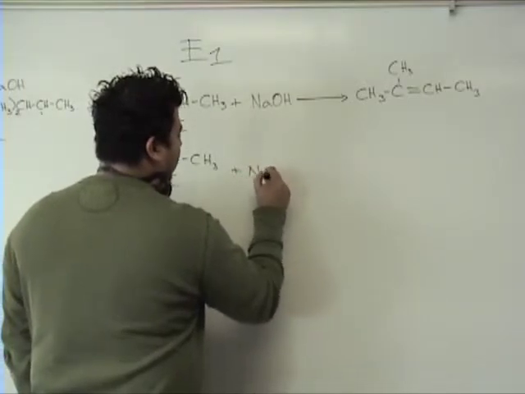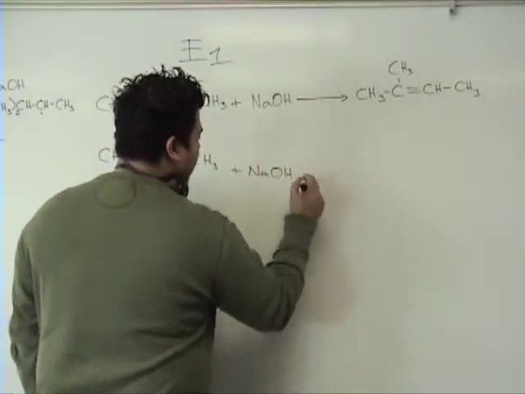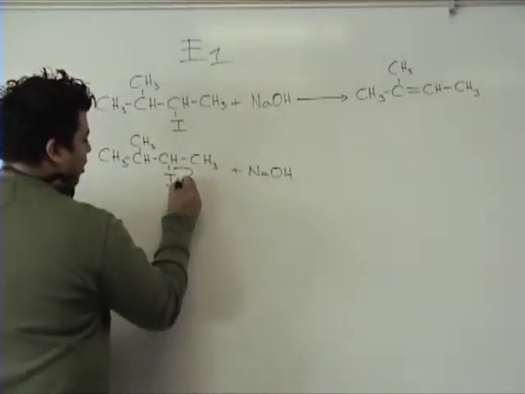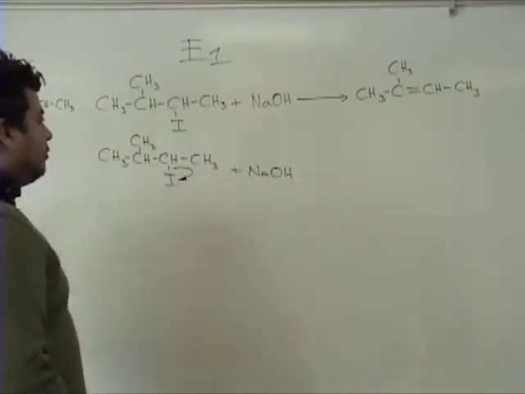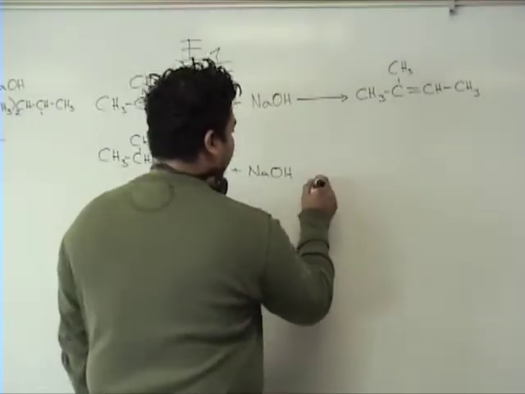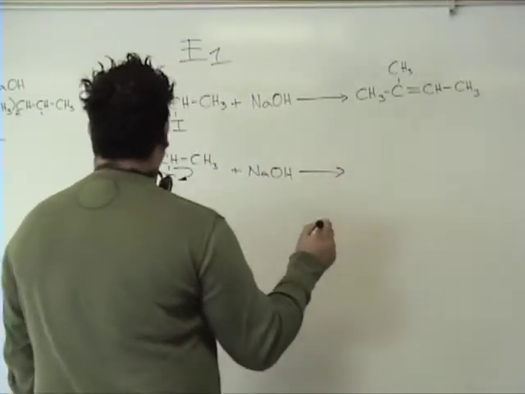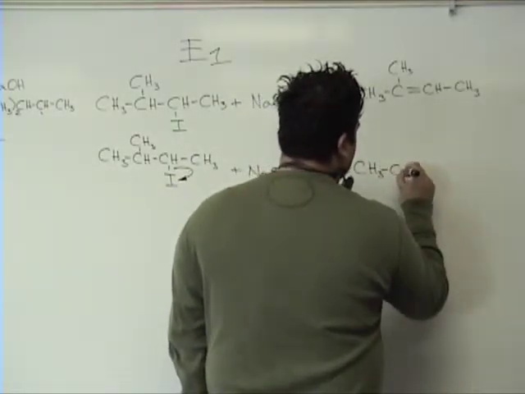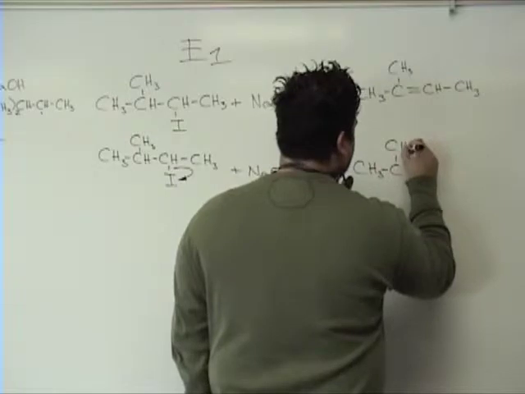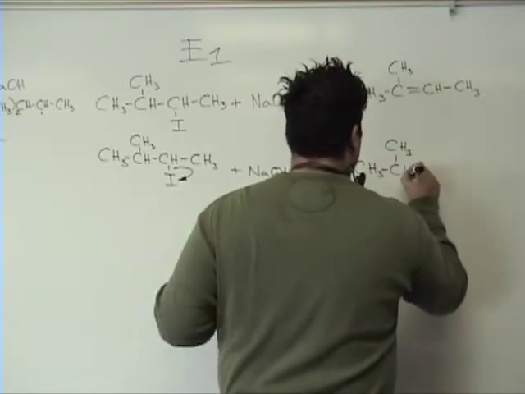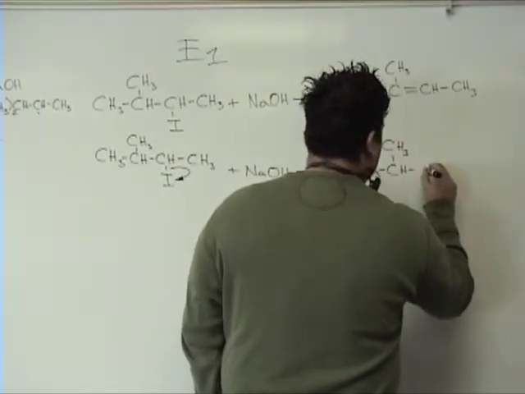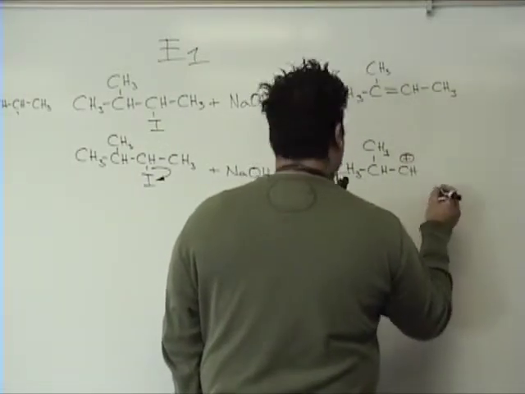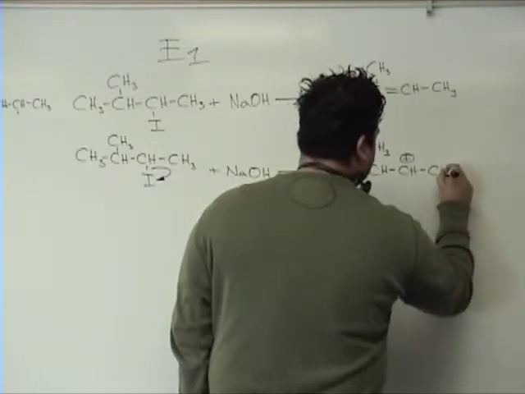The base is not going to play any role in the first step. So the I is going to take the electrons of the bond and leave. That's what leaving groups do. So what we're going to get is CH3, H, then we have CH, we have a carbocation, an empty orbital right there, and then we have a CH3.